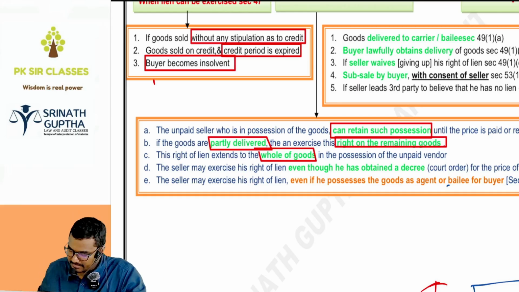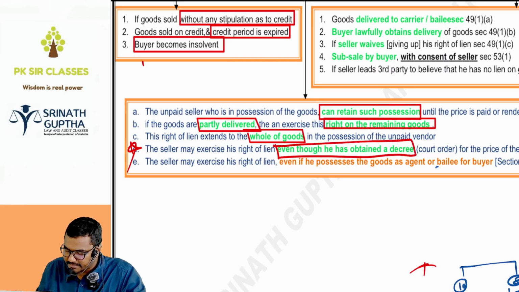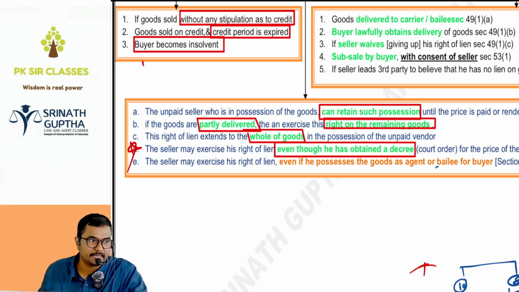This point is important, beta. Seller can exercise right of lien even if he obtains the decree. Decree means court order, court judgment. So I sold the rice bags to Rajni. She is not paying my money. I went to court of law. Court gave the order to Rajni: Rajni, please make the payment to SG within 5 days.